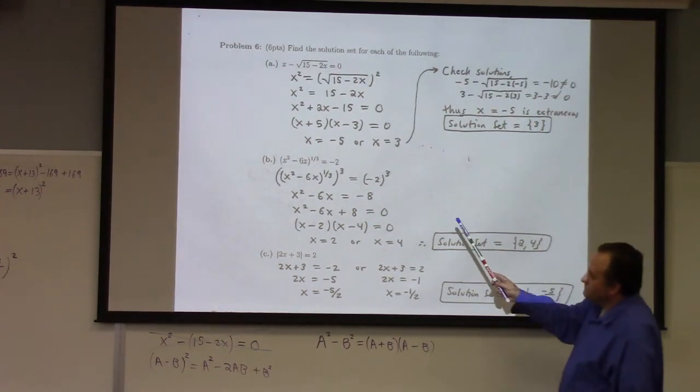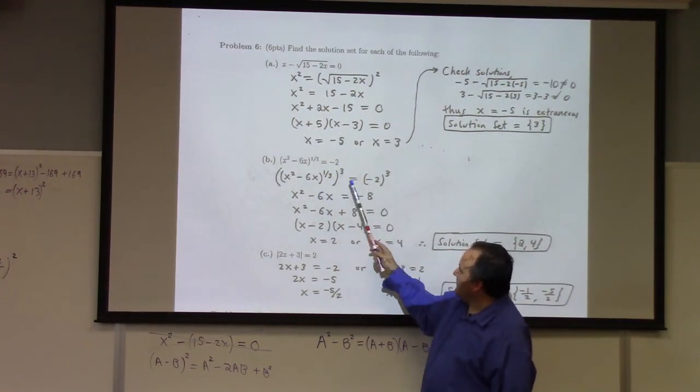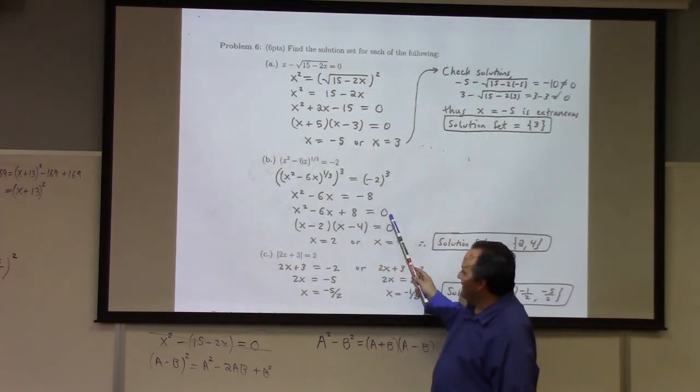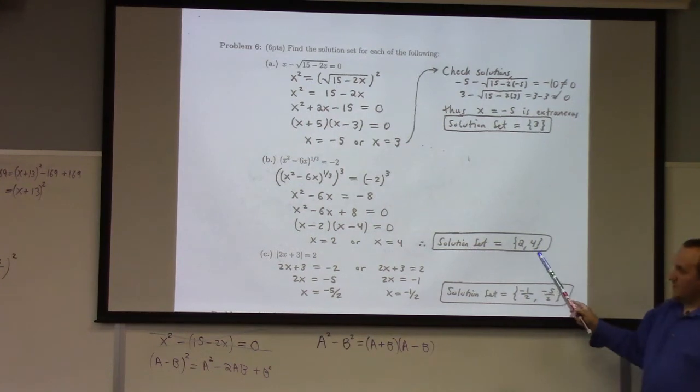This one here, we've got the 1/3 power equals minus 2. So the natural enemy of the 1/3 power is the cube. Cube both sides, you get this quadratic. You factor it, you solve it. You get 2 or 4. And both of these work.